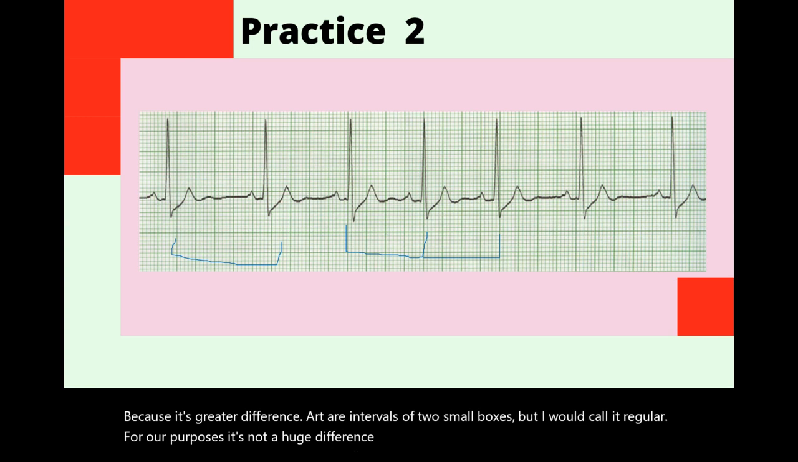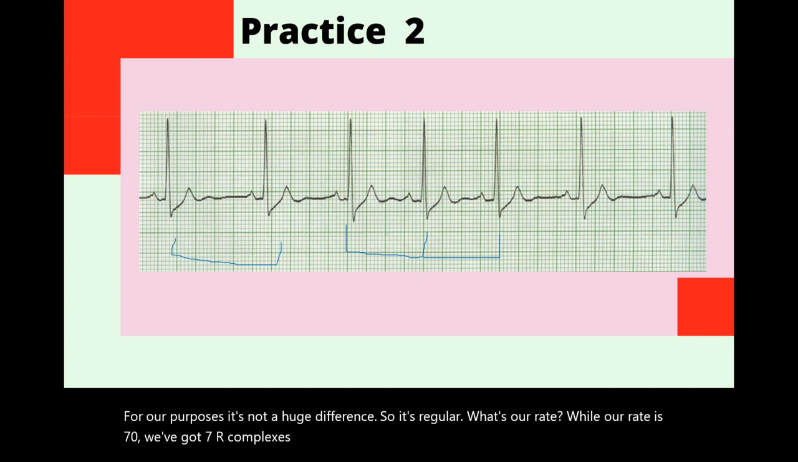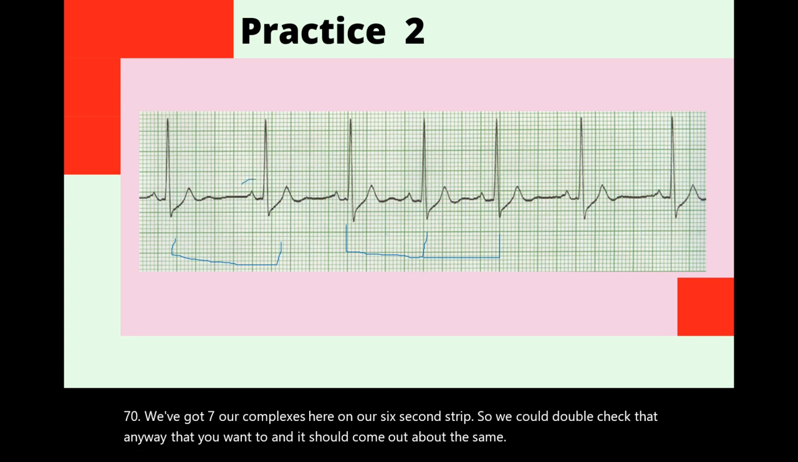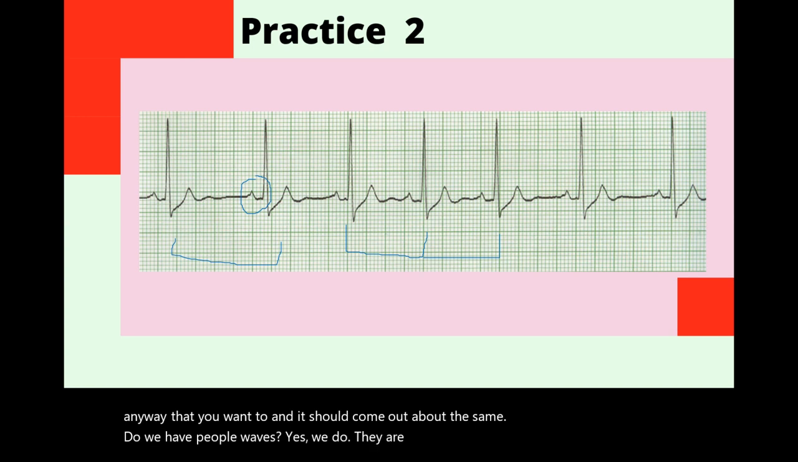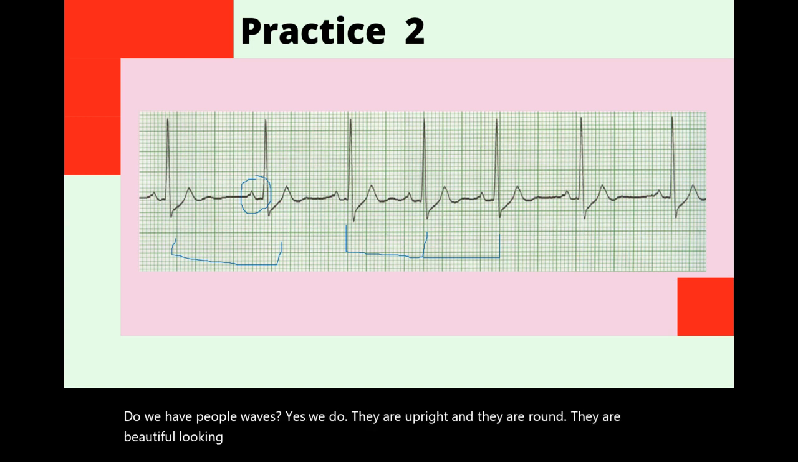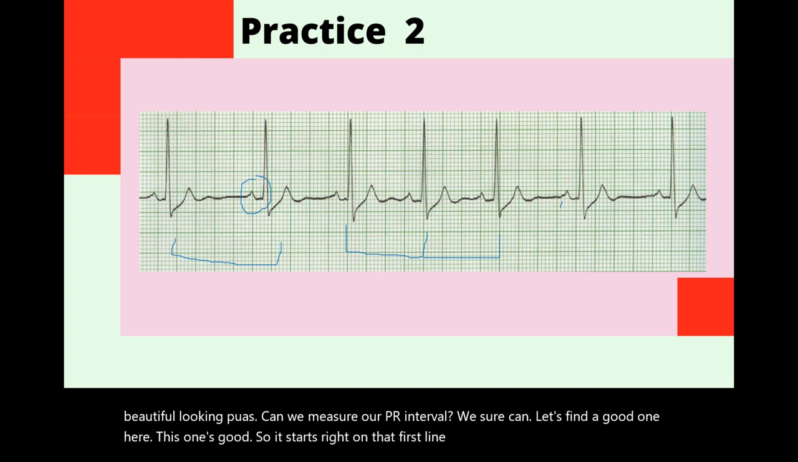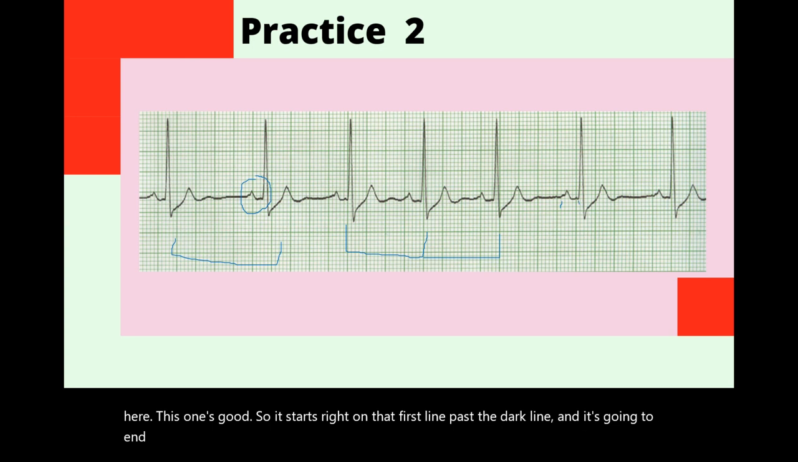So it's regular. What's our rate? Well, our rate is 70. We've got 7 R complexes here on our 6-second strip, so we could double check that any way that you want to, and it should come out about the same. Do we have P waves? Yes, we do. They are upright and they are round. They are beautiful looking P waves. Can we measure our PR interval? We sure can. Let's find a good one here. This one's good. It starts right on that first line past the dark line, and it's going to end right here as the QRS starts. So about 0.16, maybe 0.20. Either way, it's within normal limits.